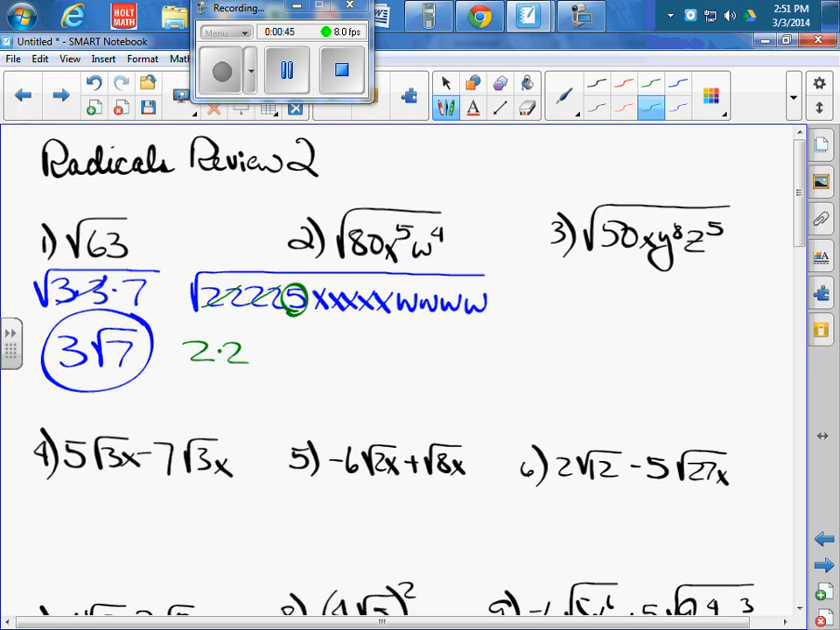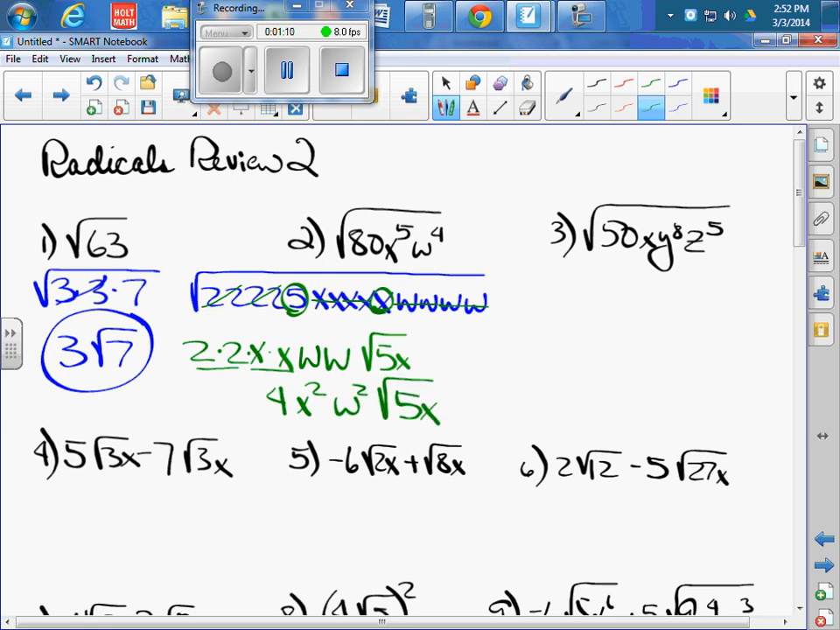The 5 stays behind. Cross out 2 x's and write 1 down. Cross out 2 x's and write 1 down. This x, it'll stay behind. The w, cross 2 out, write 1 down. Cross 2 out, write 1 down. The 5 and the x stay back. So your final answer would be 4 x squared w squared radical 5x.